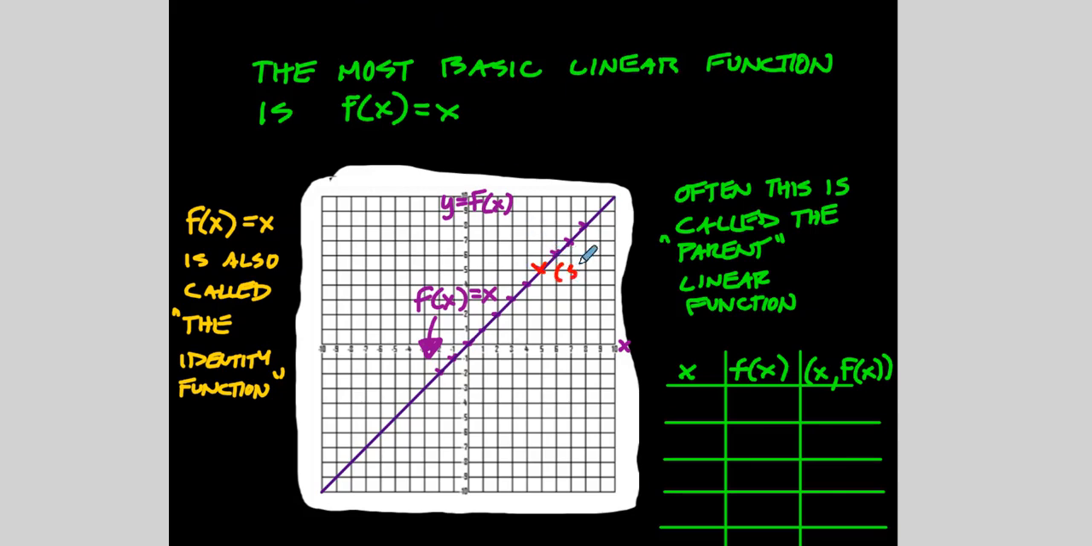So for example, this is 5, 5. The input is 5, the output is 5. This is negative 4, negative 4 in the coordinate system. You could make a table here if you like. If x is negative 3, f of negative 3 is negative 3, so we have the point negative 3, negative 3. If x is negative 1, you have f of negative 1 is negative 1.